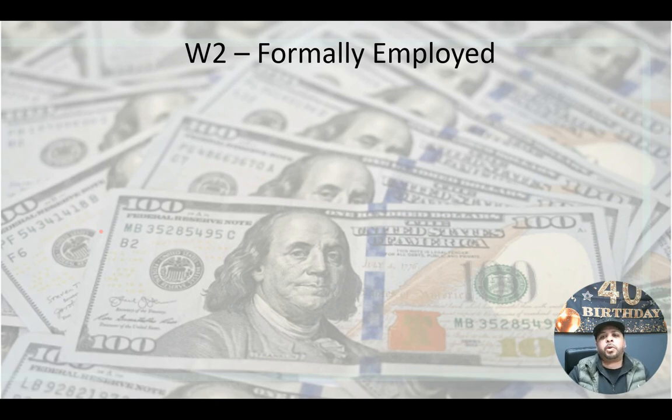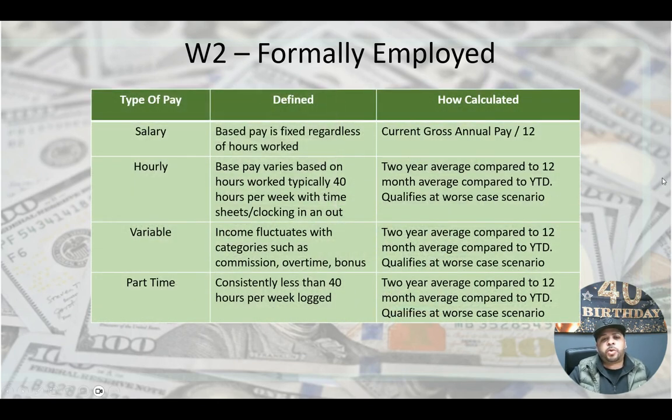So W-2, formerly employed. Here's a quick breakdown of all of the different employment structures that you can be found under W-2. So you have salary. That's going to be pretty straightforward, the most common. A lot of people will assume their salary, but when you're talking about qualifying for a loan, that may not necessarily be the case. The easiest way I could define this is by just saying it's base pay fixed regardless of your hours worked. So, you can take time off, you can call out sick, you can miss work. But at the end of the month, at the end of the pay period, your pay is consistent. It's going to be the same.